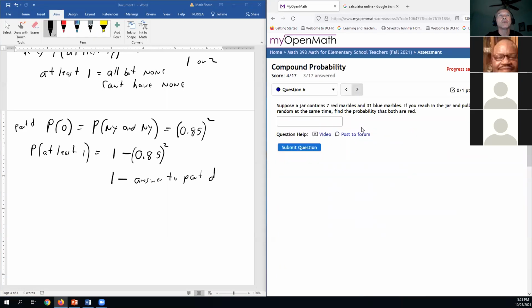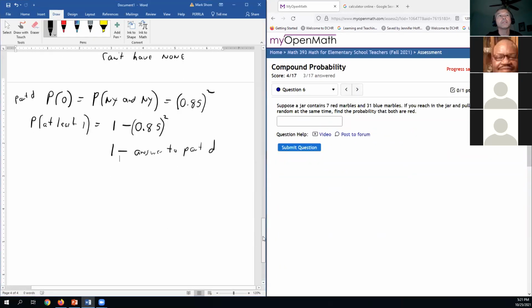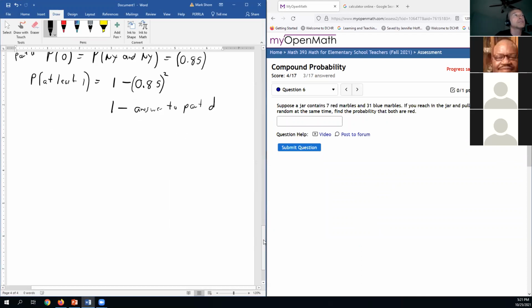But okay, so now back to shorter problems. We just did one of the hardest problems there. On problem number 6, it says suppose a jar contains 7 red marbles and 31 blue. So we'll keep track: 7 red, 31 blue. If you reach into the jar and pull out 2 marbles at random at the same time, find the probability that both are red.